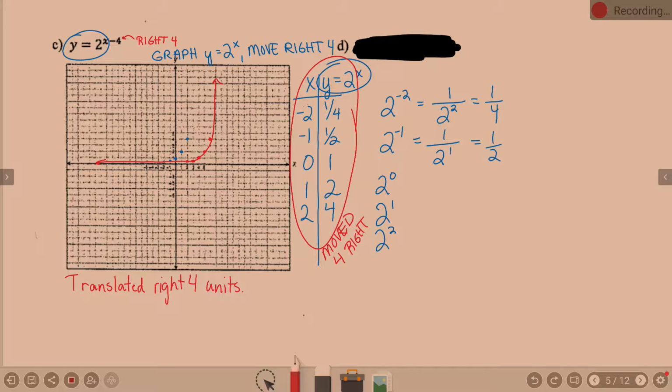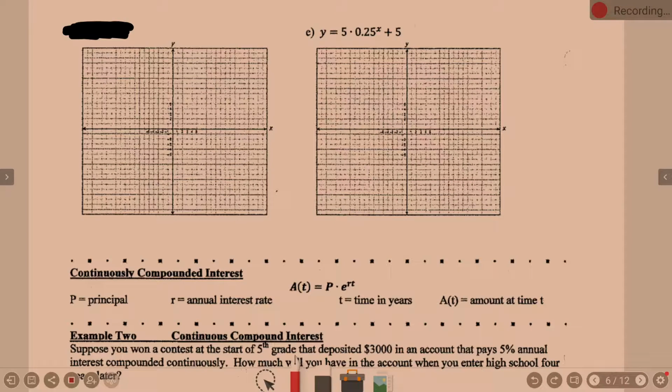Okay. One more graph on the back side. And it is the one on the right labeled E. Alphabetically, it should be F, but that's a whole other point. So we're going to look at E.